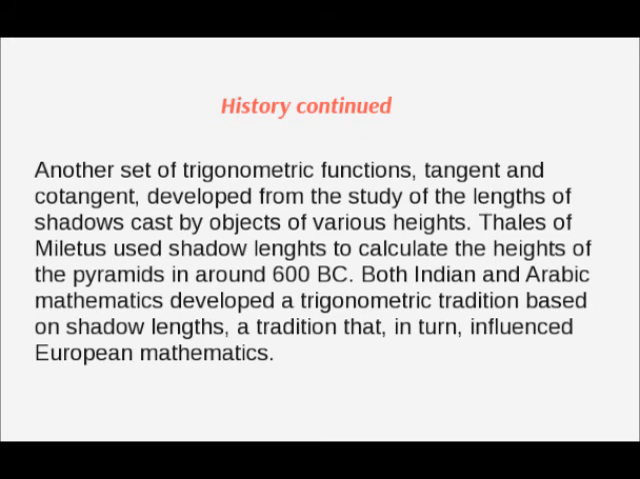Another set of trigonometric functions, tangent and cotangent, developed from the study of lengths of shadows cast by objects of various heights. Thales of Miletus used shadow lengths to calculate the height of the pyramids around 600 BC. Both Indian and Arabic mathematics developed a trigonometric tradition based on shadow lengths, a tradition that, in turn, influenced European mathematics. And that concludes our little history lesson on trigonometry.